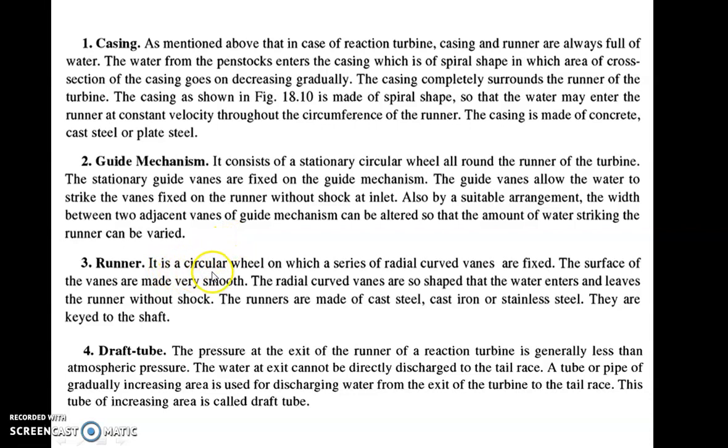The runner is a circular wheel on which a series of radial curved vanes are fixed to the surface. These vanes are fixed on the runner and they cannot be adjusted. The radial curved vanes are so shaped that water enters and leaves the runner without shock. The runners are made up of cast steel, cast iron or stainless steel. They are keyed to the shaft.